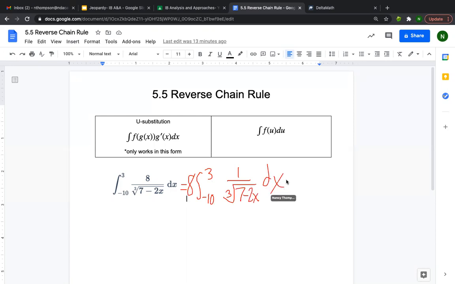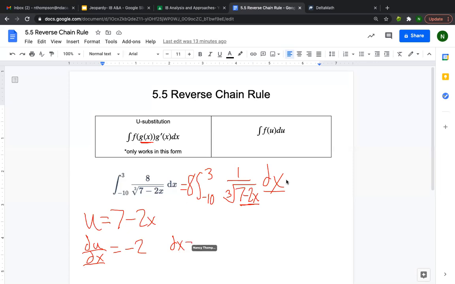Now, what we're looking for is the function on the inside to become our u. So the u here in this case would be 7 minus 2x. So I have u is equal to 7 minus 2x, and that means du dx is equal to -2. Here I have a dx, and here I have a dx, so I'm going to solve. So I have dx is equal to du divided by -2. Okay, so now this allows me to rewrite my integral in terms of u.